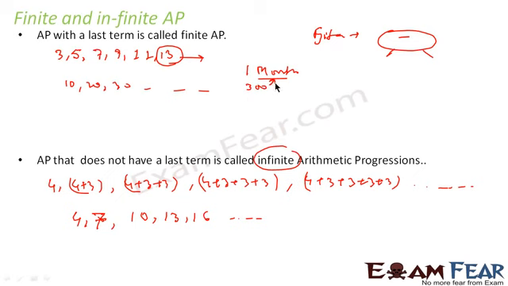But the same Geeta, if she tells that I'll continue doing it my whole life, right? Then there is no end. The money will keep growing. So in that case, that will be an infinite AP. Correct? A finite AP is the one which has an end point, which has a last term. An infinite AP is the one which doesn't have a last term.